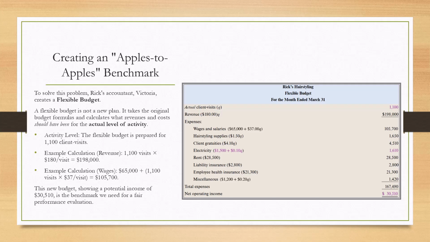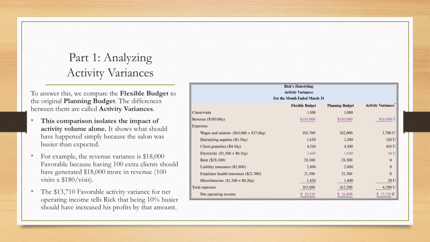This new budget, which shows a potential income of $30,510, is the fair apples-to-apples benchmark that we need to properly evaluate performance. The first question we want to answer is, how did the change in activity affect our profit? To answer this, we compare the flexible budget to the original planning budget.